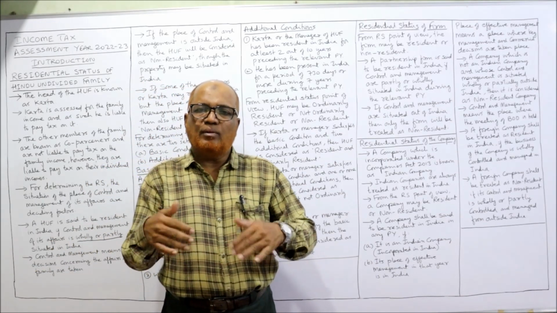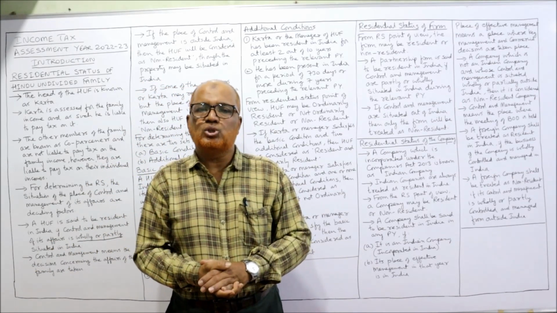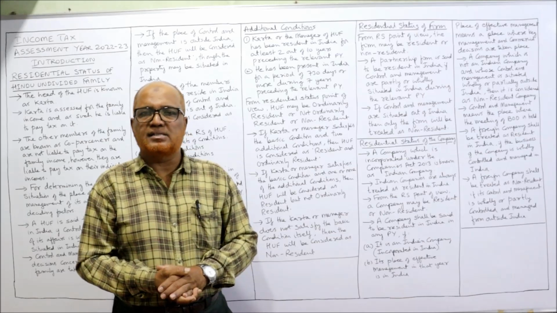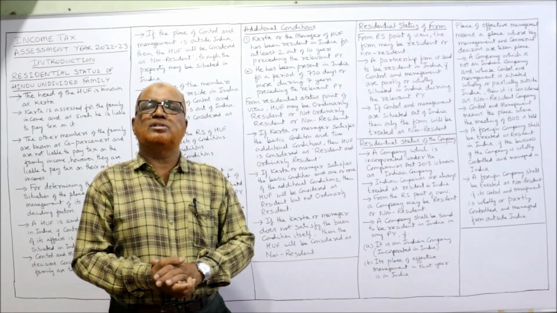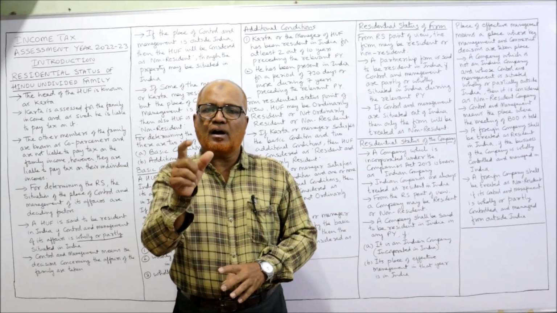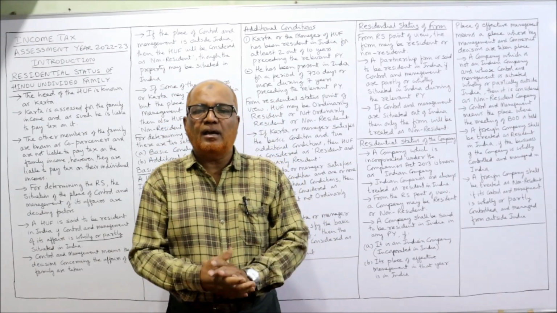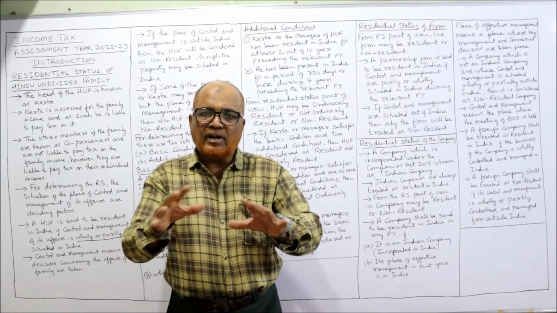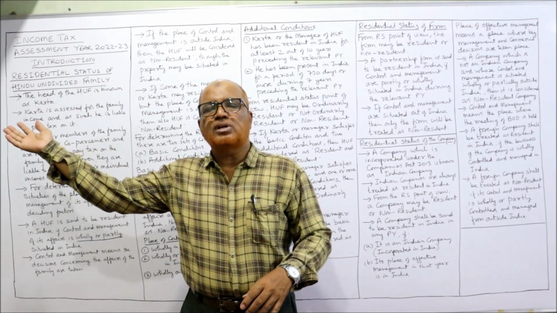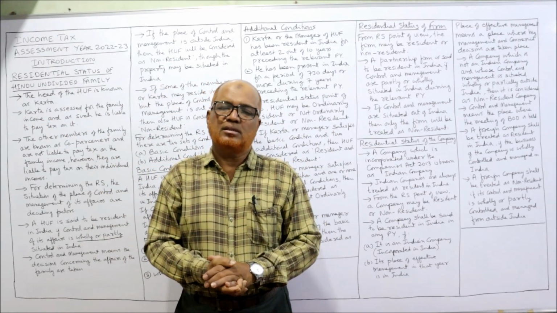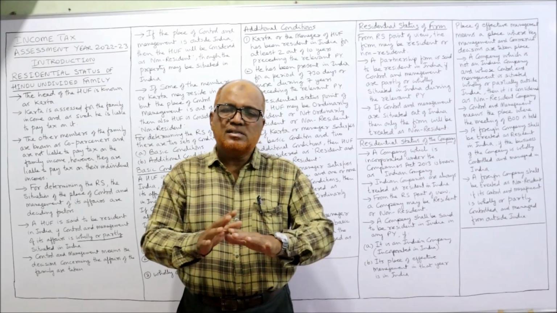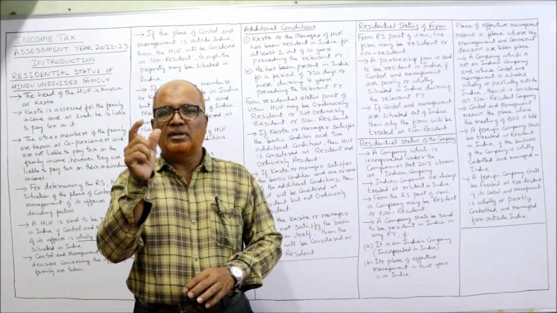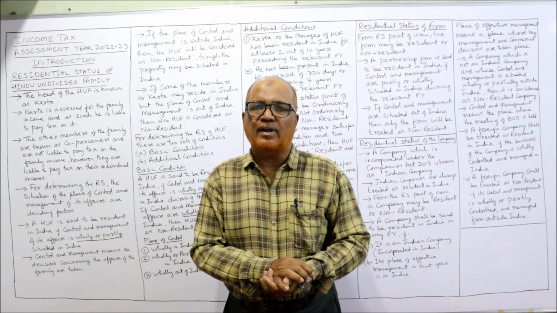And one more thing, last, every artificial juridical person like municipalities, etc. Again, the provisions are the same. If the control and management is completely in India or partly in India, partly outside India, it's a resident. If the control and management is completely outside India, it's a non-resident. That's all. This is the end of the discussion on determining the residential status.